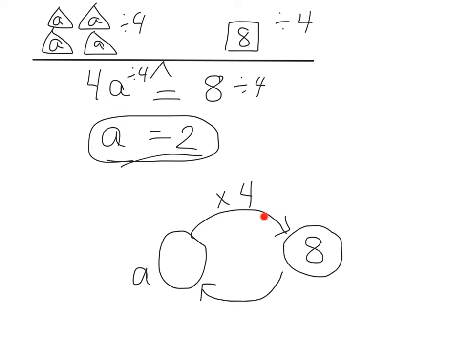If this is times 4, the inverse of multiplying, or the opposite, is to divide. So when I want to solve it, I will undo the multiplication by dividing. So if A times 4, or 4A, equals 8, then going this way, 8 divided by 4, means each A is worth 2. So A equals 2 is still my answer.